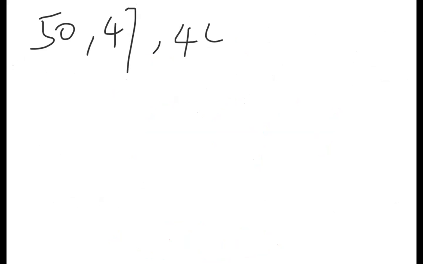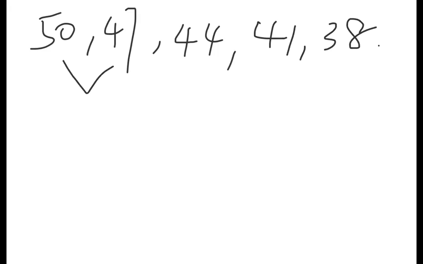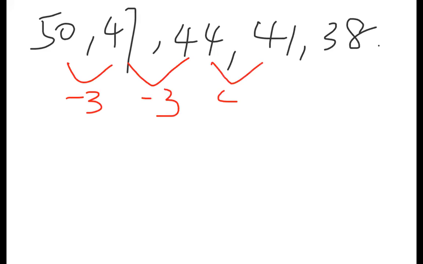So for the next one: 50, 47, 44, 41, 38. Okay, so let's look for the difference. From 50 to 47, the difference is minus 3. 47 to 44 is also minus 3. 44 to 41 is minus 3. 41 to 38 is also minus 3. So the differences are all the same. This is an arithmetic sequence.